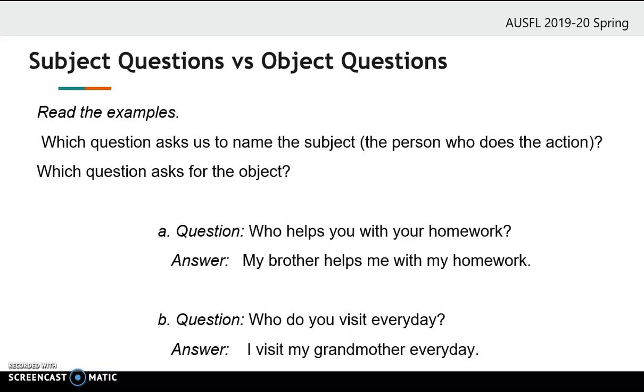Let's begin with the examples. Read the examples and answer the questions below. Which question asks us to name the subject? As you know, the subject is the person who does the action. And which question asks for the object? Please take your time and read the questions.